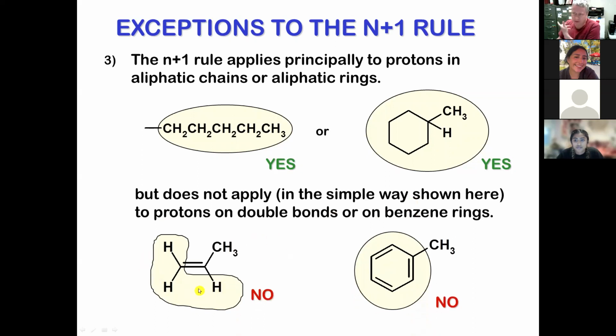Alkenes are a little funny. We'll show alkenes in a bit. And also, benzenes are a little funny, but there are definitely cases where benzenes do show signals. Like if I have a substituent on here, like a chlorine or something, then the n plus 1 rule does apply. Okay, but let's keep going.